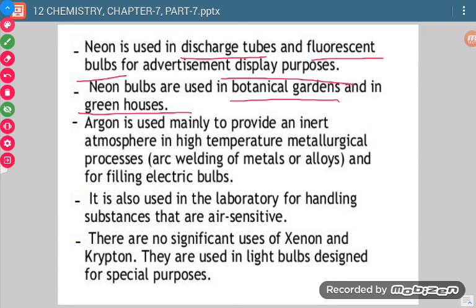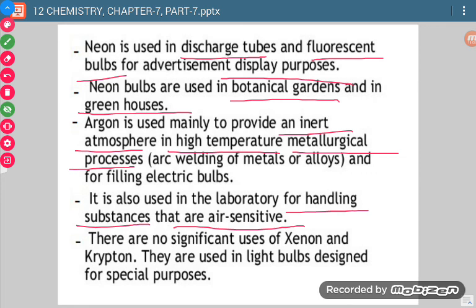Argon is used mainly to provide an inert atmosphere in high temperature metallurgical processes, just like arc welding of metals or alloys. During welding there is formation of sparks, so those sparks should not cause fire. To prevent such things, there is need of an inert atmosphere, and such an atmosphere is provided by argon. It is also used in the laboratory for handling substances that are air sensitive. What do we mean by this? These things are kept in argon atmosphere so that air does not react with them. Those substances are made secure by doing this.